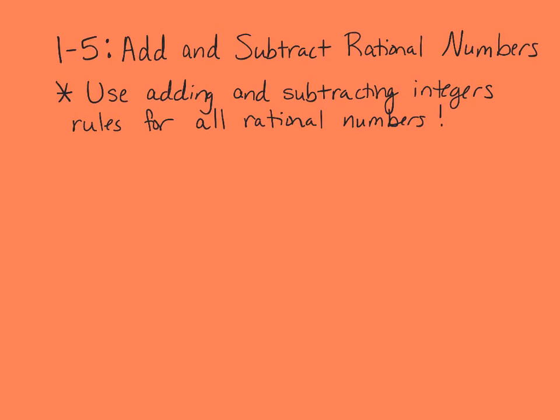So remember these rules. They said that if it's subtracting, that you're going to add the opposite. And then once you have an adding problem, if they're the same signs, you add and keep the sign. If they're different signs, you subtract and take the sign of the number with the greatest absolute value.